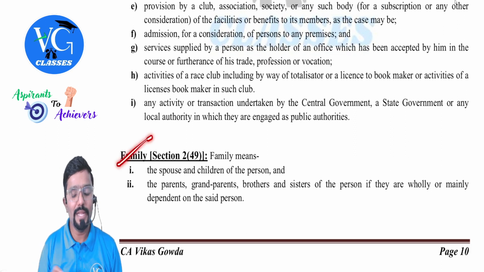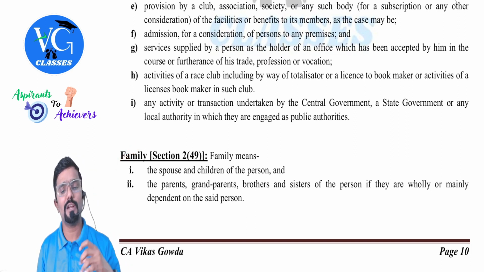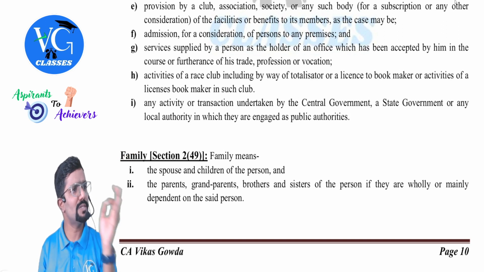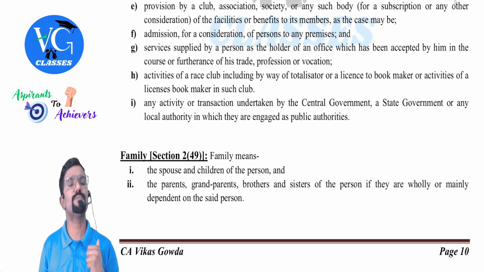Family means the spouse and children of the person, always? Yes. Spouse and children will always be relative. Who is spouse? Not mouse. Spouse.